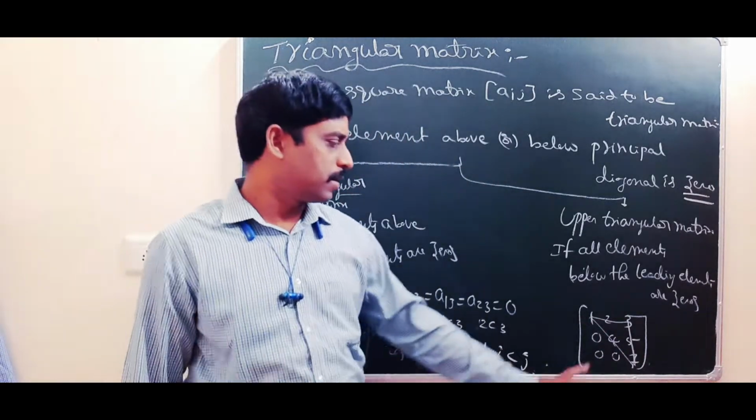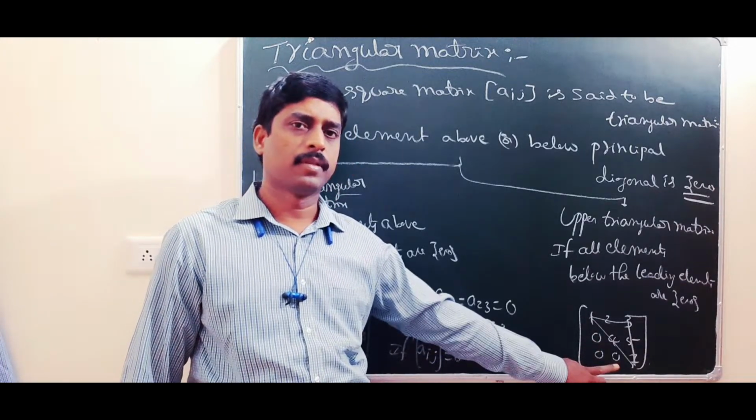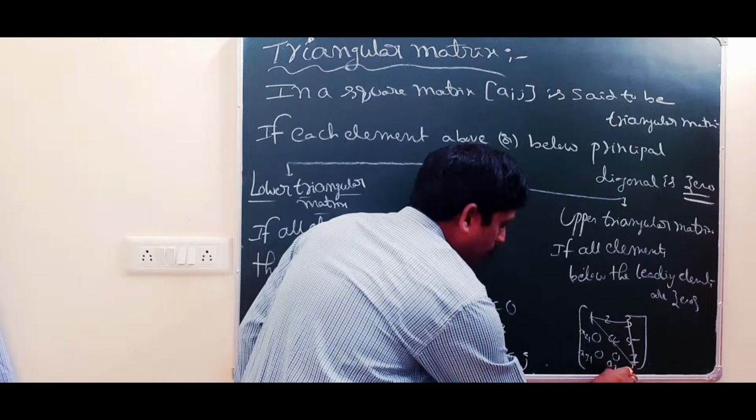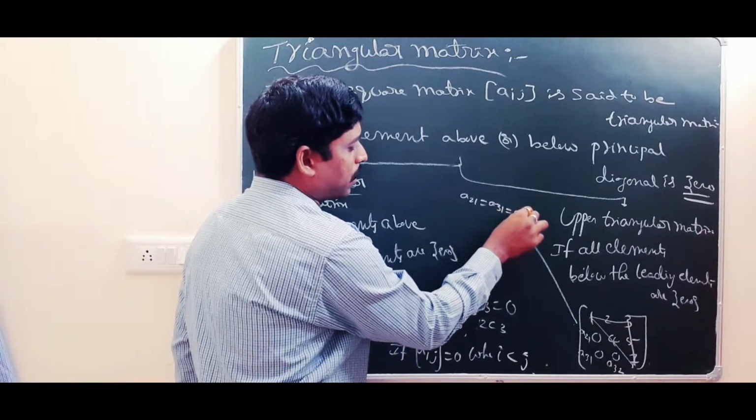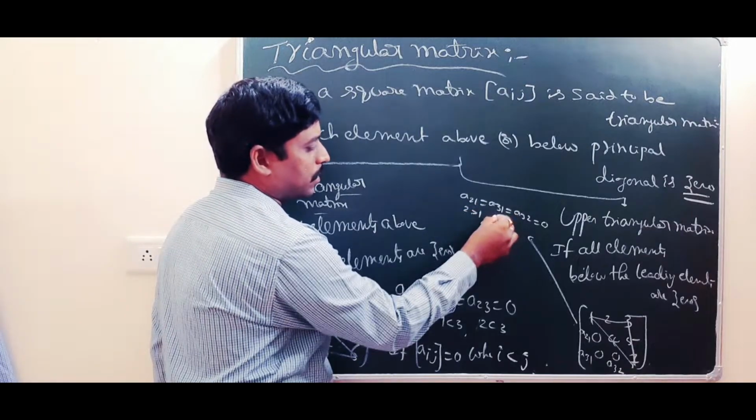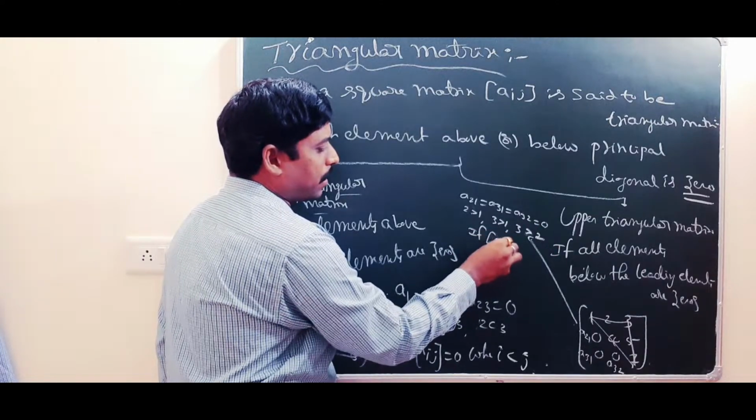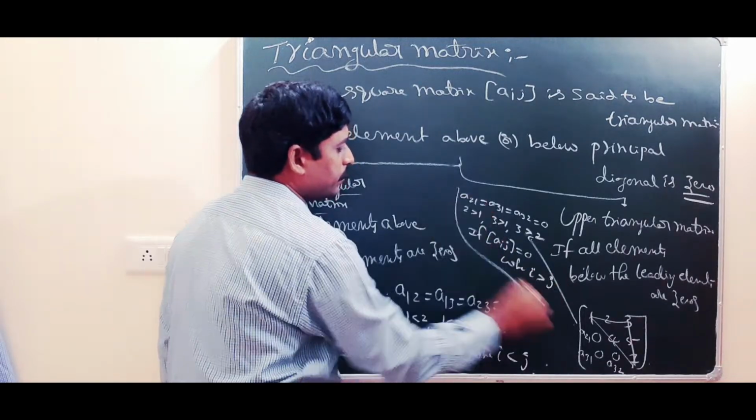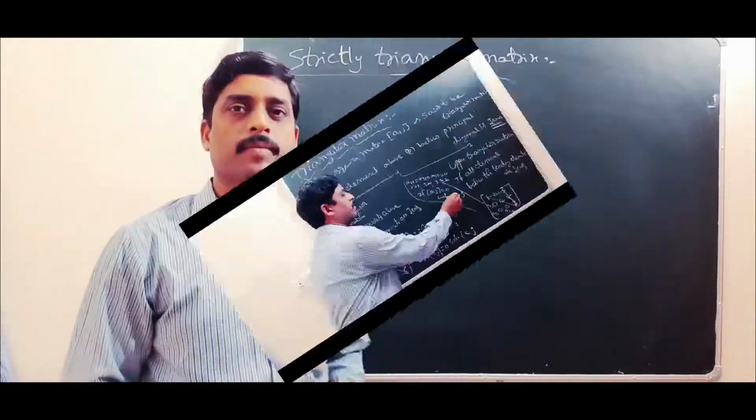In this upper triangular matrix, what is this place? This is the second row, first column, third row, first column, third row, second column. So A21, A31, A32. In this A21 equal to A31 equal to A32 equal to 0. Let us observe in this, 2 greater than 1, 3 greater than 1, 3 greater than 2. So Aij equal to 0 when i greater than j.